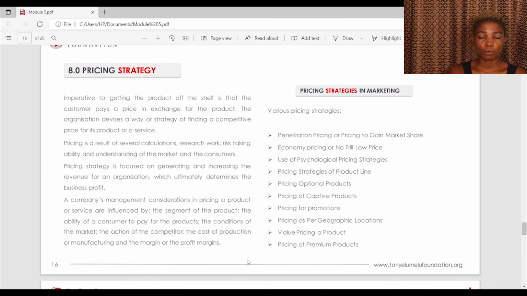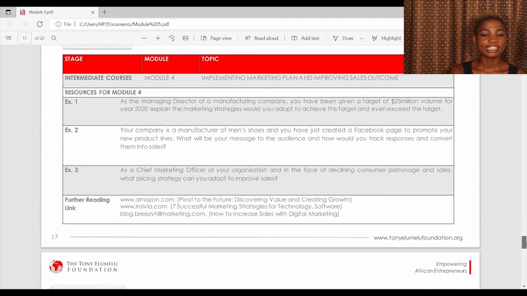Then value pricing of a product. What is the value of this product? Of course, a lot of people actually do pricing based on value. That happens a lot, especially when you're in a luxury area. You need to set your price based on the value the product or service is going to render to people. So it doesn't matter if the cost of production is maybe 10 naira, because of the value that you're going to be delivering, you may decide to sell it for 100 naira. So that is it. Then pricing of premium products. Okay, and that is all.